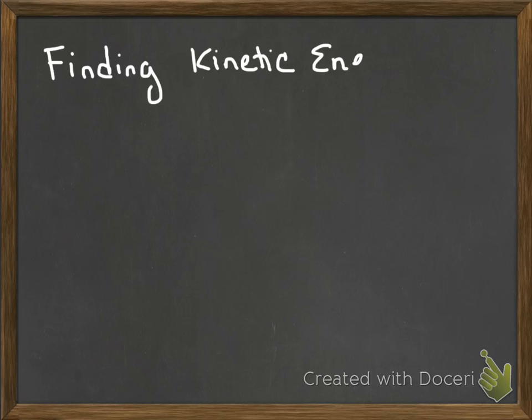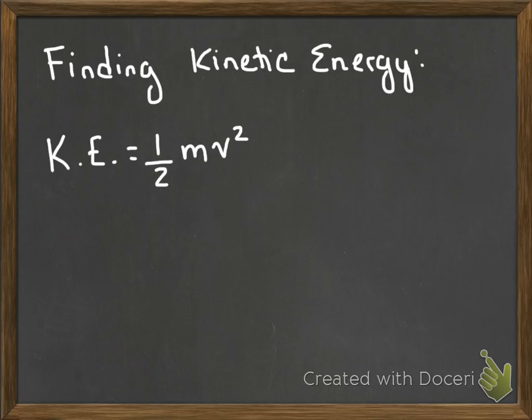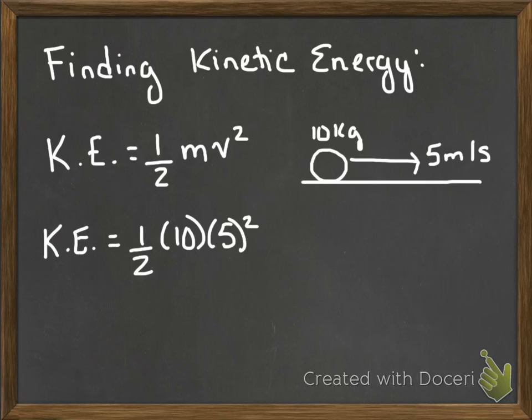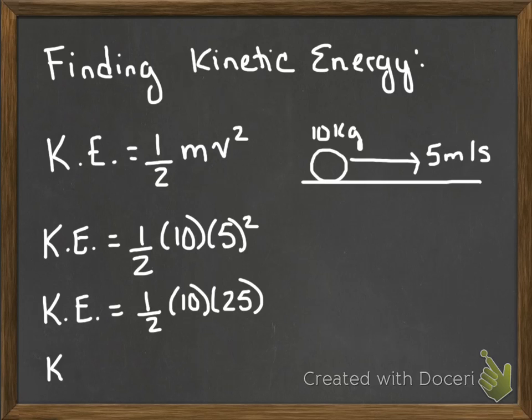So how do I find kinetic energy mathematically? Well, here's the formula. Kinetic energy is 1/2 mass times velocity squared. Let's look at an example. If I have a ball that's rolling at 5 meters per second, and I tell you that ball has a mass of 10 kilograms, then I could plug in 1/2 times mass 10 times velocity 5 squared. The kinetic energy is 1/2 times 10 times 25, and that equals 125 joules.